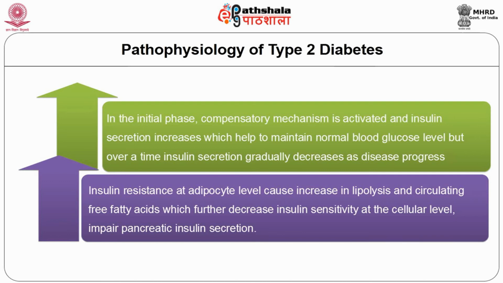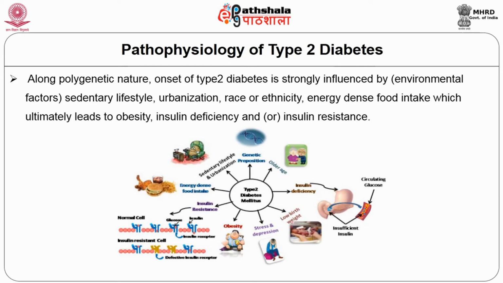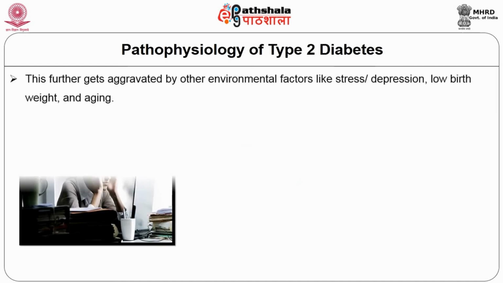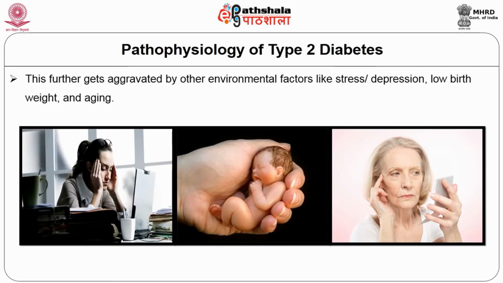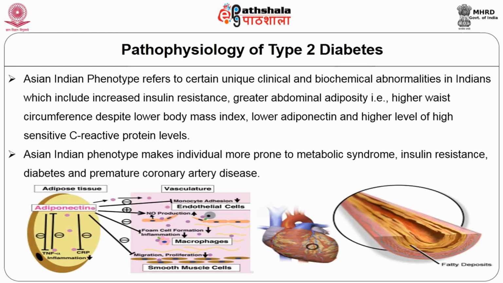Insulin resistance is recognized mainly at the muscle, liver and adipocyte level, and can cause an increase in lipolysis and circulating free fatty acids, which further decrease insulin sensitivity at the cellular level and impair pancreatic insulin secretion, leading to exhaustion. All these contribute to the development and progression of type 2 diabetes. Along with its polygenic nature, onset of type 2 diabetes is strongly influenced by environmental factors: sedentary lifestyle, urbanization, race or ethnicity, and energy-dense food intake, which ultimately lead to obesity.